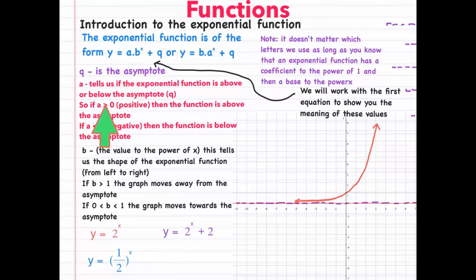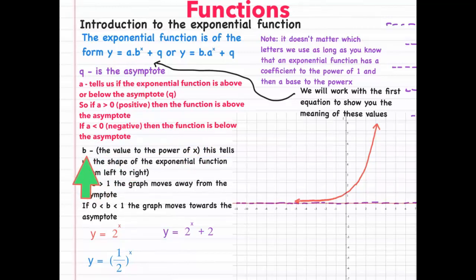So what does the a tell us in the equation? It tells us that the function is either above the asymptote if a is a positive number, a value bigger than 0. And if a is less than 0, we have a negative a, and then the function is below the asymptote. Let's look at the value of b.